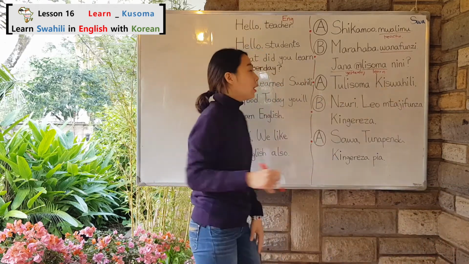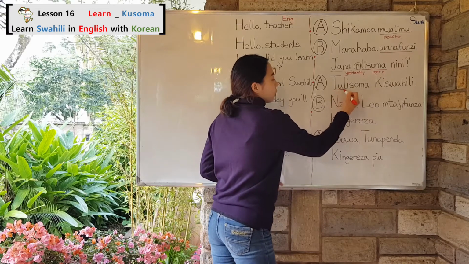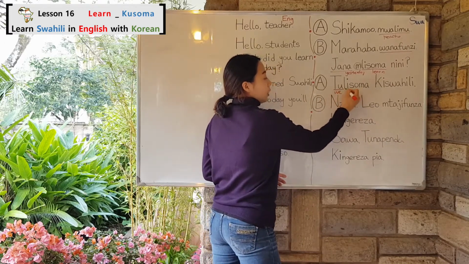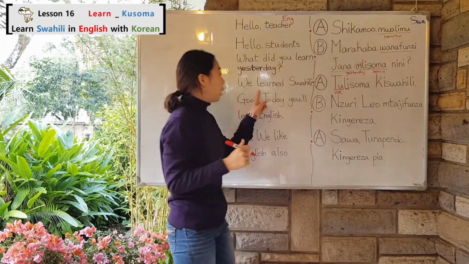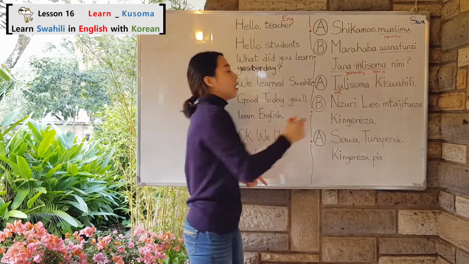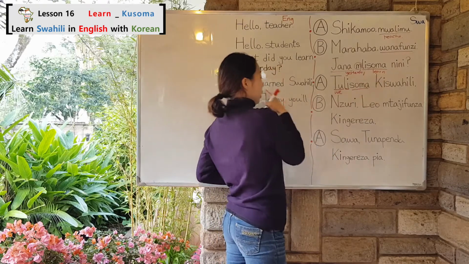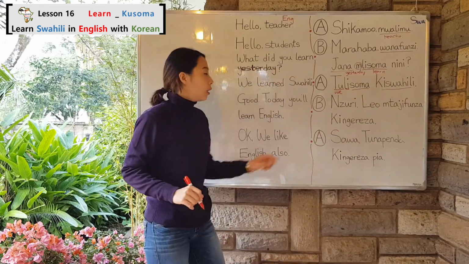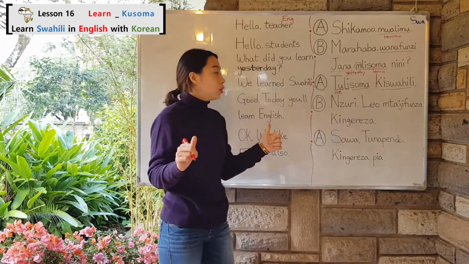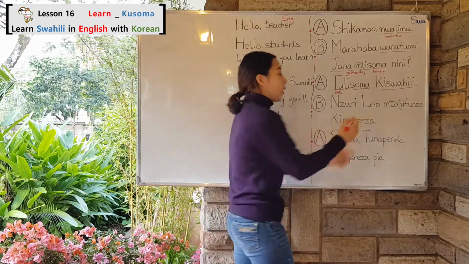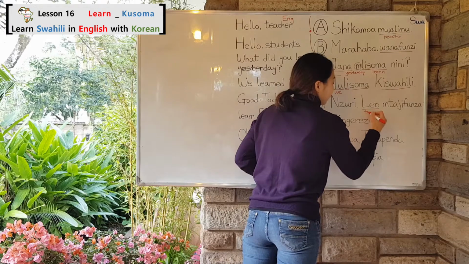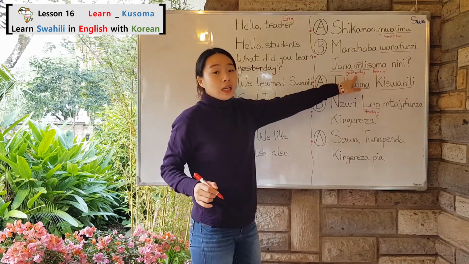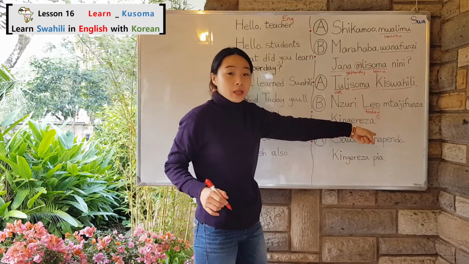Tulisoma Kiswahili. I think now you can know. Tu is we. Li is past tense. So we learned. Soma is learn. We learned which one? Kiswahili. Nzuri. Oh, that's good. Nzuri. Leo is today. Jana is yesterday. Leo is today.